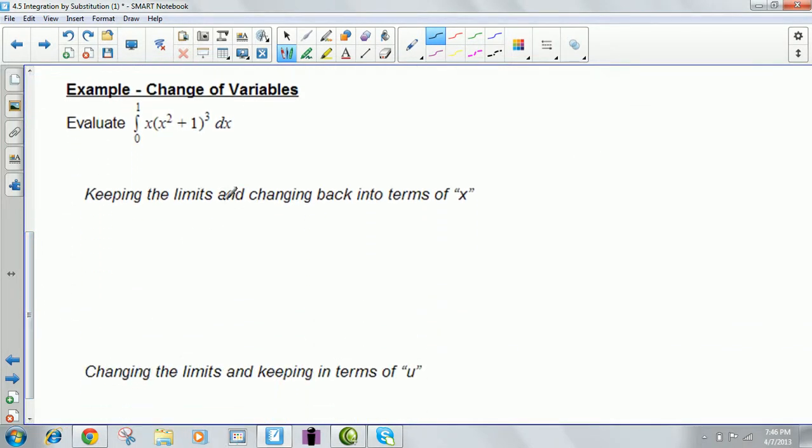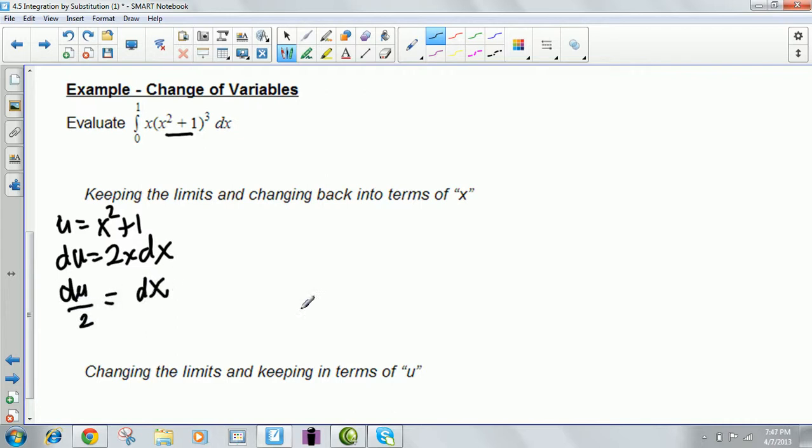We're going to do this two different ways, and you can choose and then tell me in class whichever way you would rather I do in class. It doesn't matter, okay? So way number one. First thing is we need to figure out what our u is. So our u is going to be your inside part, that's the x squared plus 1. And the derivative of this is 2x, so you get du is equal to 2x dx. Solve for dx, and you get dx is equal to du over 2x.